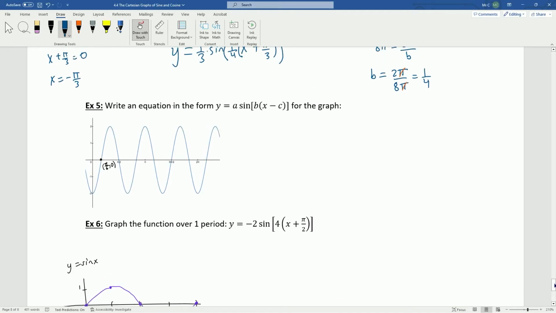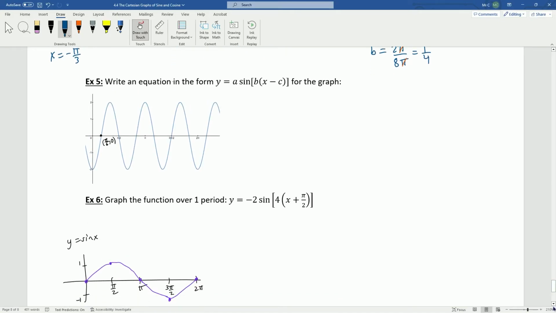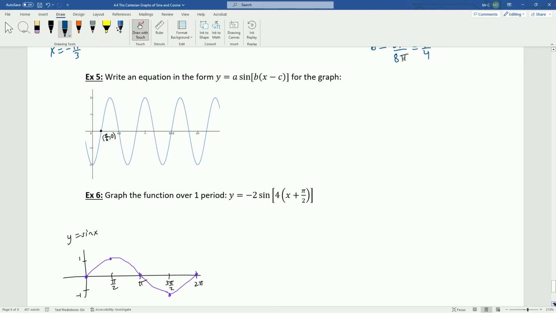Okay, so now let's take a look at this example 5. Write an equation in the form y equals a times sine of b times x minus c for the graph. Now, whenever you get a graph like this, you have to analyze the shift based on some key points. And that requires that you take a look closely at how the graph is labeled. So usually in any problem like this, you'll see some points that are labeled really clearly like this.